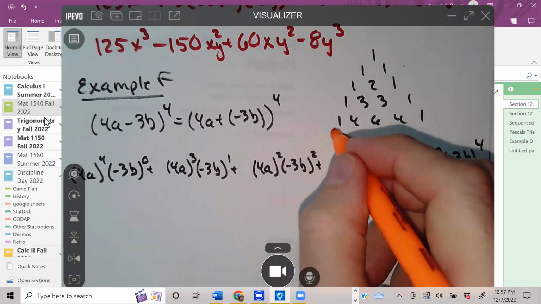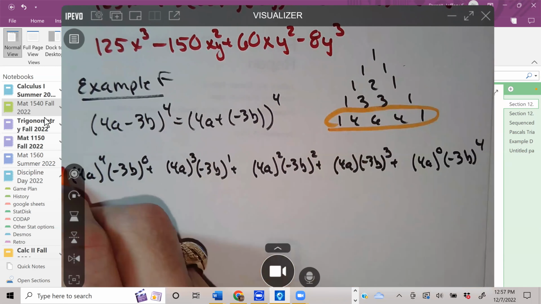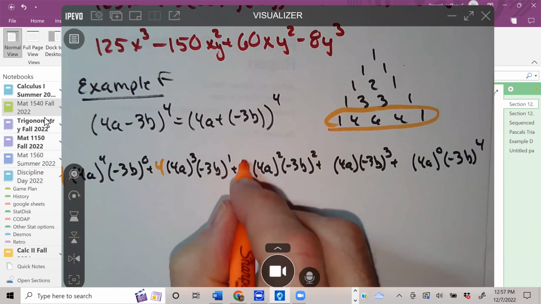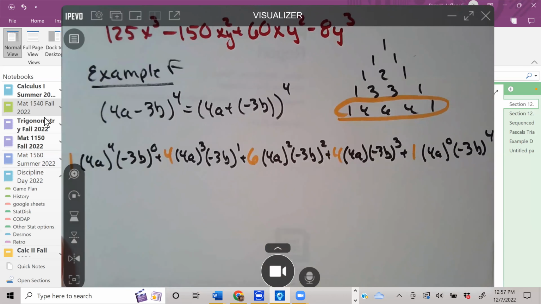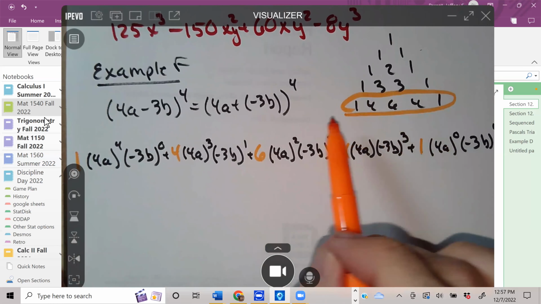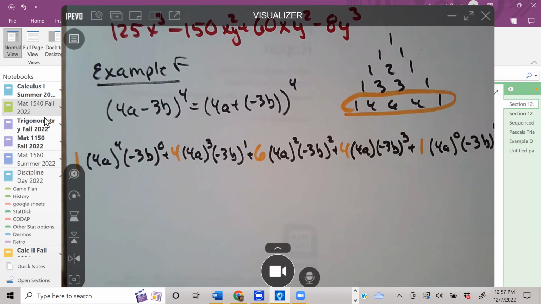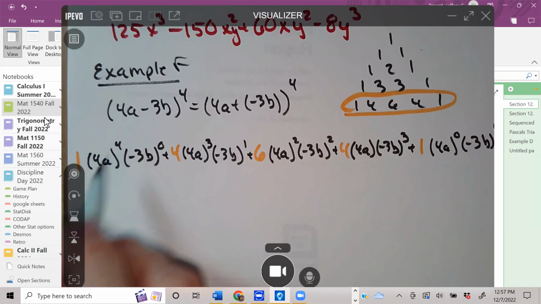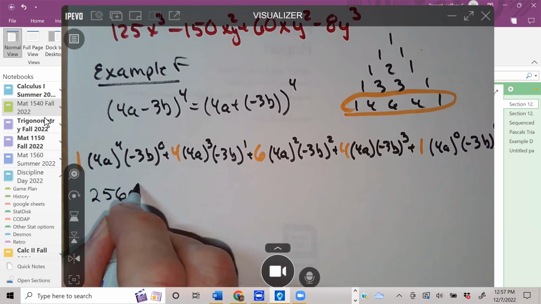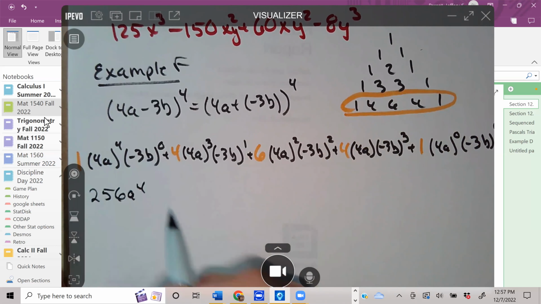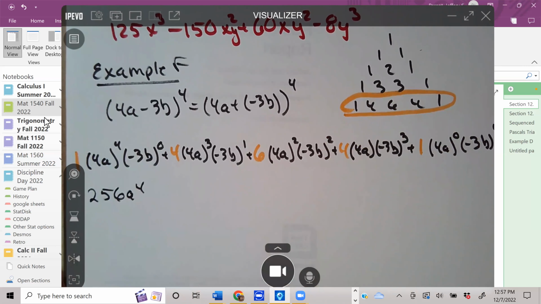Now let's take the coefficients from Pascal's triangle. 1, 4, 6, 4, and 1. By the way, Pascal's triangle should always be symmetric. It should never be anything other than symmetric. So as you go across from left to right, you should have a repeating pattern. Now you can take out your calculator to help you out with some of these. 4 to the 4th power is 256 times a to the 4th times 1. So just 256 a to the 4th, plus.